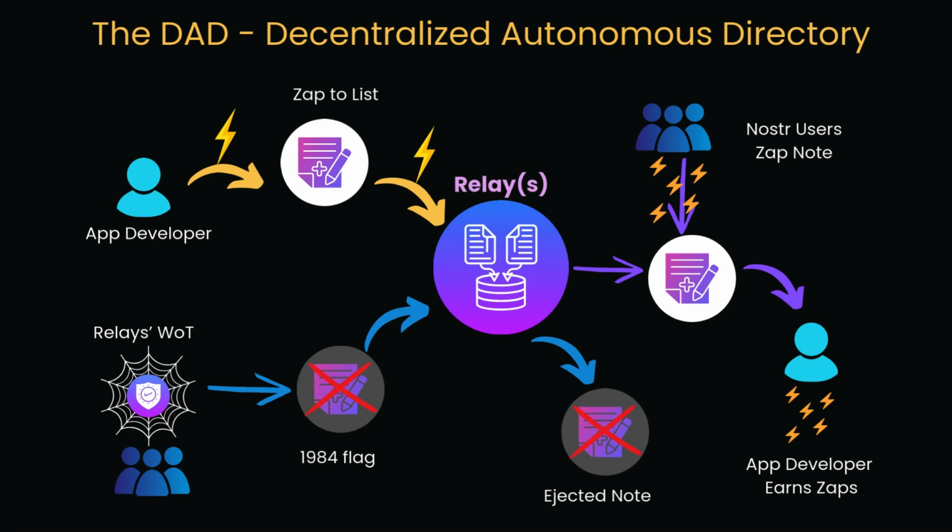For example, it might be a European only relay with a small group of moderators that curate who can or can't post listings to a directory. You'll also notice here the 1984 flag and ejected note. These elements symbolize the Web of Trust's ability to identify and remove spam or malicious content. Depending on how the relay is set up, these notes can be ejected automatically or after a certain number of flags have been made by members of the relay's Web of Trust.